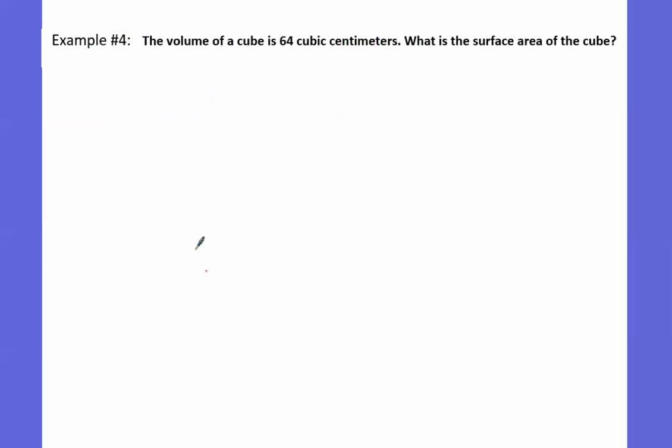Your next example in this particular worksheet is example 4. It says that the volume of a cube is 64 centimeters. What is the surface area? So we're given a volume of a cube. That's important to notice. And then we're asked to convert that to surface area. Well, a cube means that all side lengths are the same, which means that the length is equal to the width is equal to the height. They're all the same value.